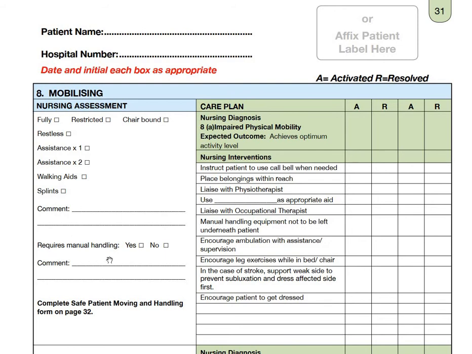Does the patient require manual handling? Yes or no? And we can document our comment there. So please complete the Safe Patient Moving and Handling form on page 32, and I'll go through that in a minute. So we'll go over to Care Plan 8A.